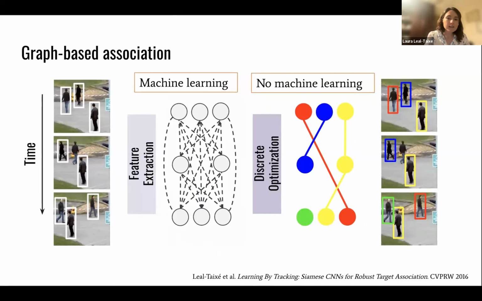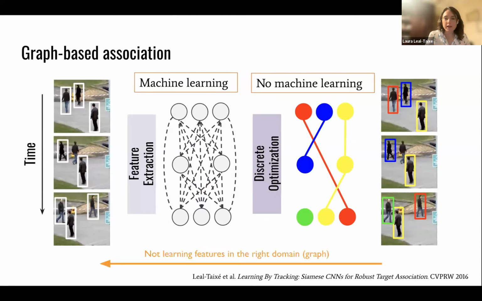But I still don't like that we have this feature extraction, which is now learned, and we have this optimization, which happens after it. This is actually not learned, and it's completely independent from the feature extraction. So the bad thing about this method is that we're not really learning the features in the right domain, right? The domain for optimization is the graph domain, but the way that I learn my features is not taking into account this graph domain. So this doesn't sound right.